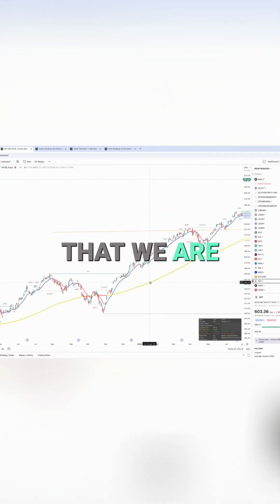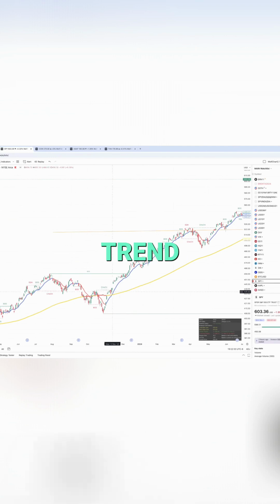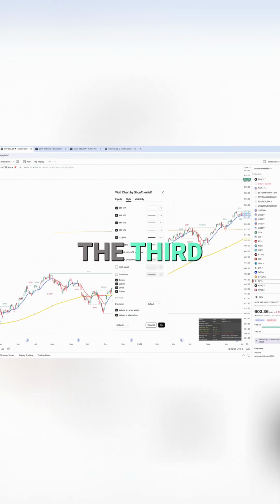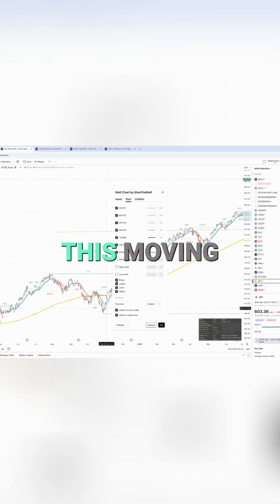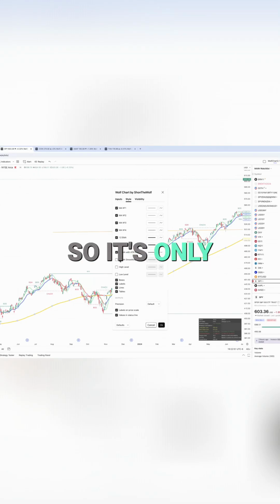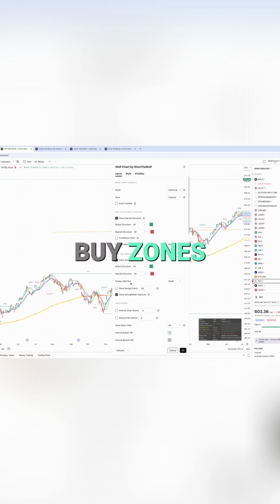We want to make sure that we're using the 200 to show us the overall trend and the 12 EMA to show us the short term trend. The third moving average that we have on the chart is the Wolftrend Moving Average. Okay. And that's this green line right here. So this moving average is a faster moving average. I created this moving average, or I coded it, so it's only on the Wolf chart. But I built this moving average to work in partnership. It works with the 12 EMA, but it mainly works with our smart money buy zones and sell zones.